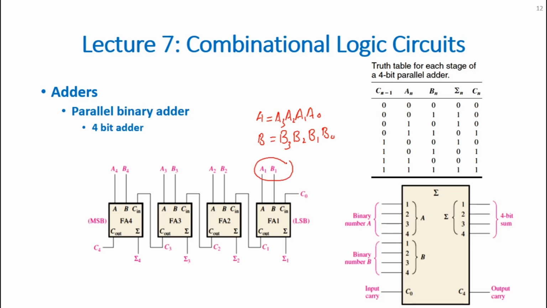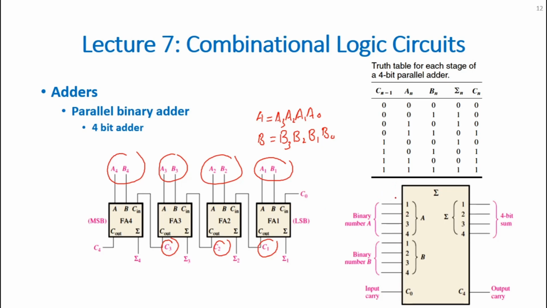Keep in mind that this adder will add the least significant bits, then the next bits, then the next bits, and finally the most significant bits will be added in this adder. So you can see the combination that the carry output of this adder is input to this adder. Similarly, the carry output of this adder 2 is input to this adder as a carry. Similarly, C3 is the input carry to this full adder 4.